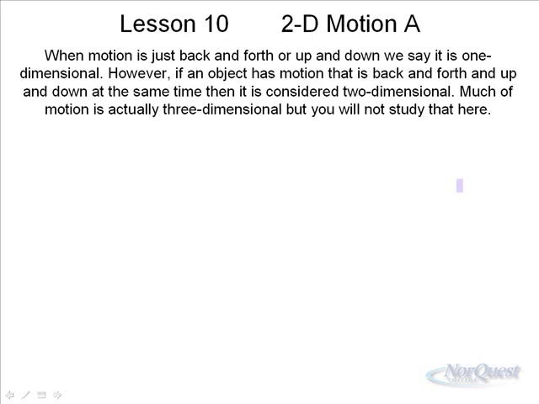So when motion is just back and forth or up and down, we say it is one-dimensional. If an object is just moving north and south but not east or west, that would be one-dimensional. If an object has motion that is back and forth and also up and down at the same time, it could be considered two-dimensional. Much of motion is actually three-dimensional, but we'll not study that here.